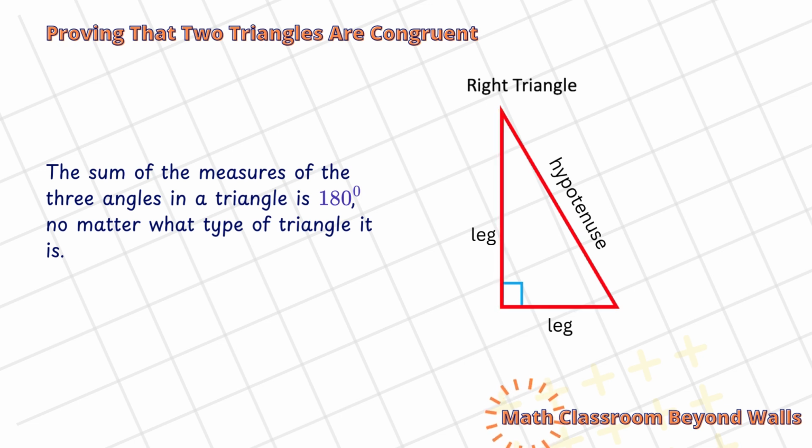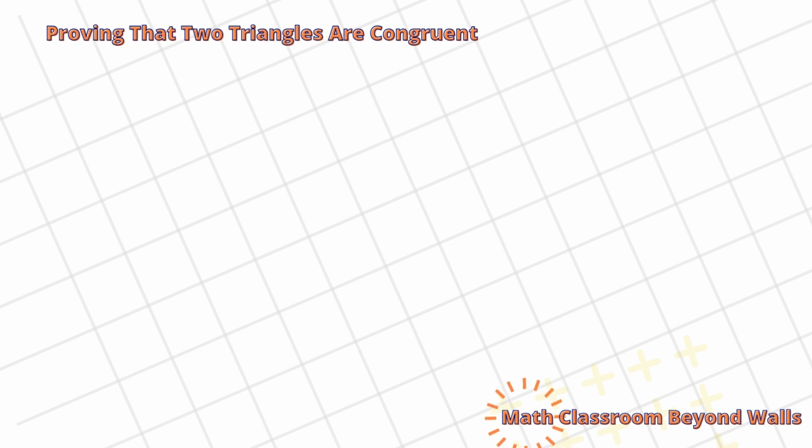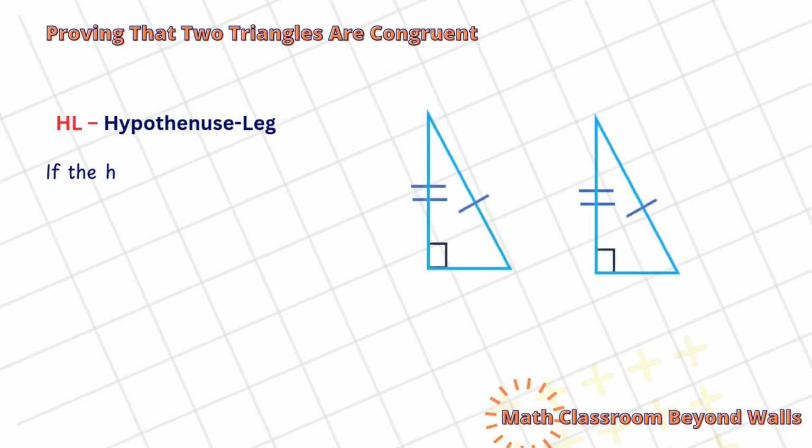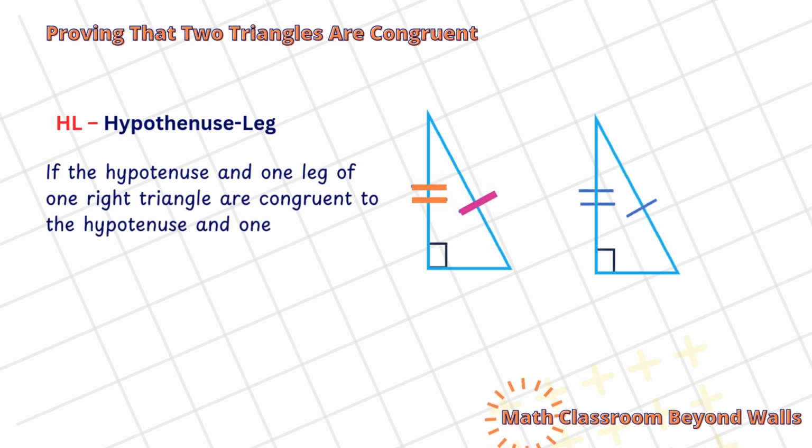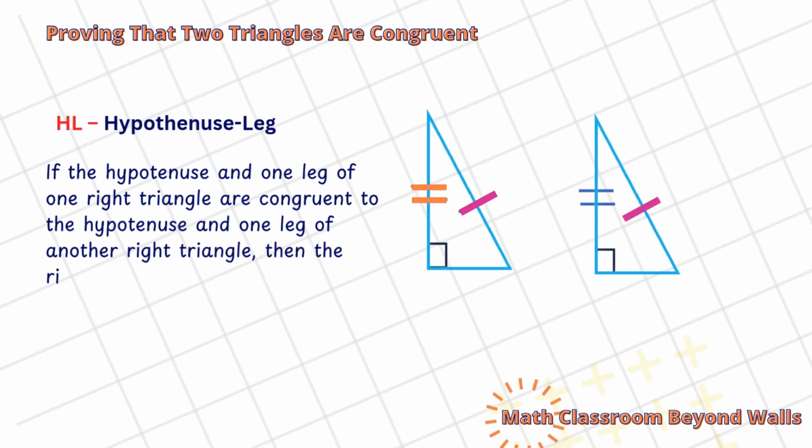After knowing its characteristics, I think we can now proceed with our proof of triangle congruence. As I said earlier, this next one has something to do with a right triangle. So the fifth one is HL, hypotenuse leg. That is, if the hypotenuse and one leg of one right triangle are congruent to the hypotenuse and one leg of another right triangle, then the right triangles are congruent.